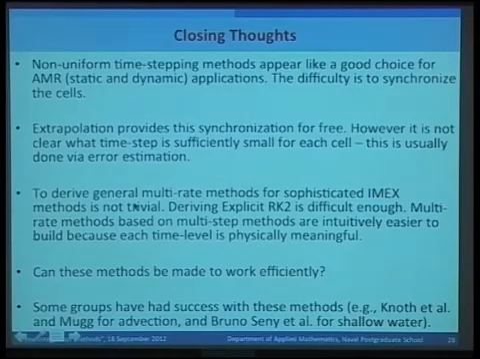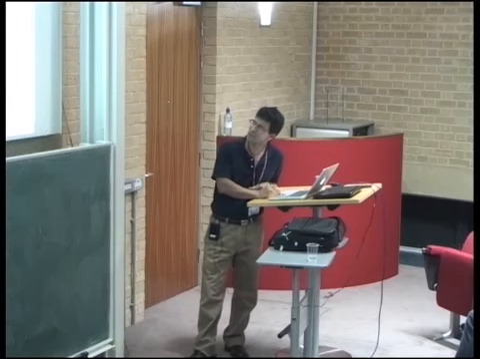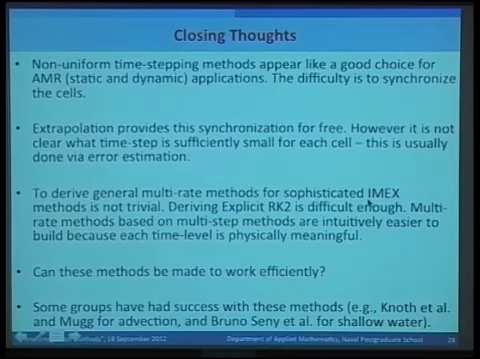In terms of multirate methods, the biggest challenge I see there is that deriving explicit RK2 methods is already difficult enough. I didn't show you my master's student's thesis slides, but they're just really convoluted. And trying to extend this to more sophisticated IMEX methods is going to be a daunting task, but perhaps it's worth it. So the question is, can these methods be made to work efficiently?